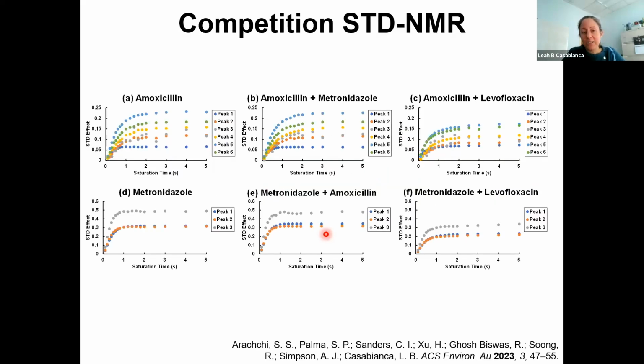Another fun thing that we can do with STD NMR is competition STD NMR. So if you remember these antibiotics that we were talking about at the beginning of the talk, where we've seen that levofloxacin binds more strongly than the other two antibiotics. So looking at amoxicillin and metronidazole, we have the STD buildup curve for each of these interacting with polystyrene nanoparticles. When we put the amoxicillin and metronidazole together in the same sample, again with the nanoparticles, we see that their STD buildup curves are not significantly changed, meaning that the amoxicillin and metronidazole don't influence the binding of each other to these polystyrene nanoparticles.